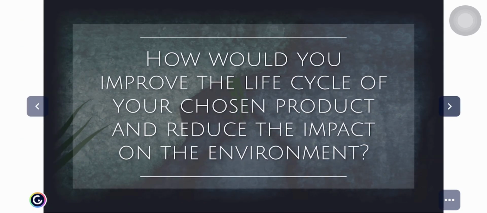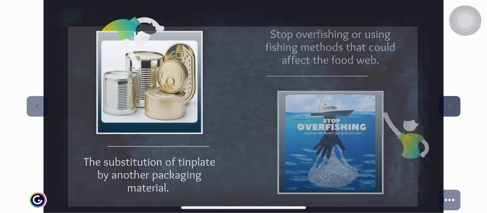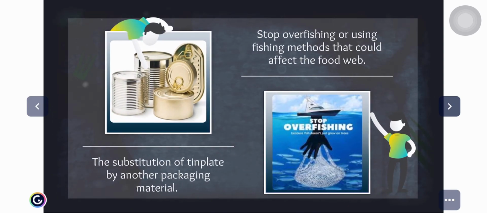How would you improve the life cycle of your chosen product and reduce the impact on the environment? To reduce the environmental effects in the making of the cans, we could substitute tinplate with another packaging material. It can reduce the environmental effects, but even though making aluminum takes a lot of energy, changing the material is going to be quite complicated since tinplate is recyclable and people are used to it.